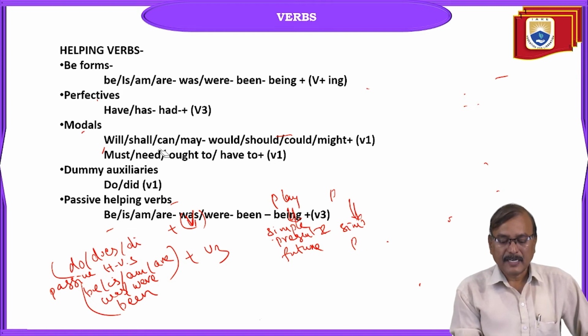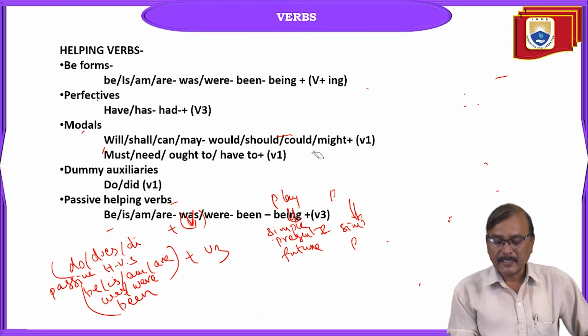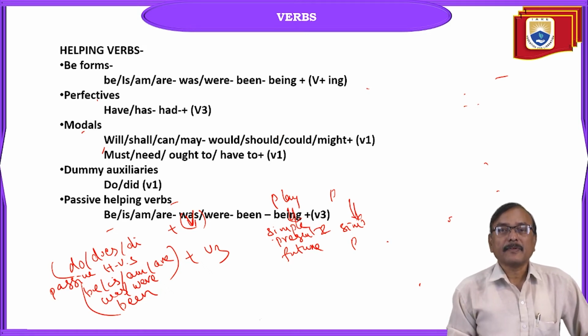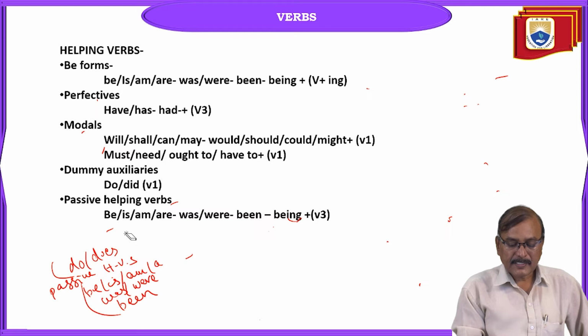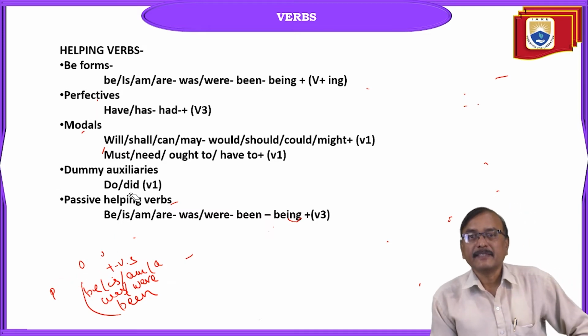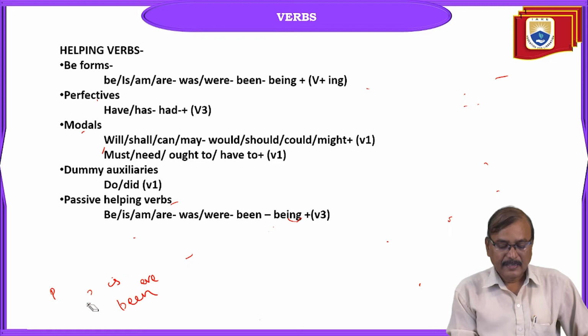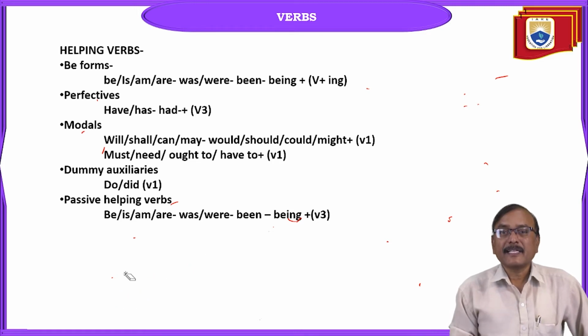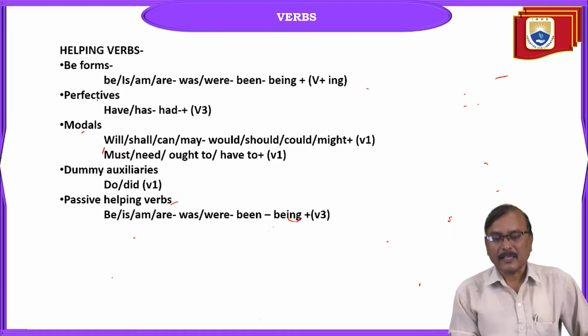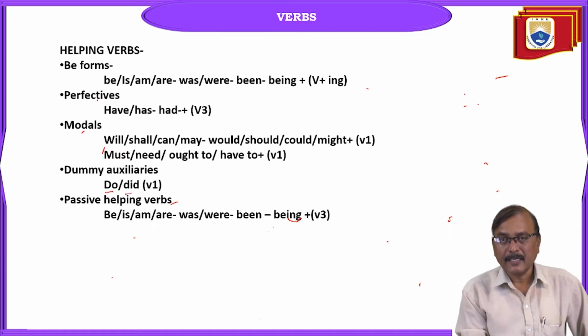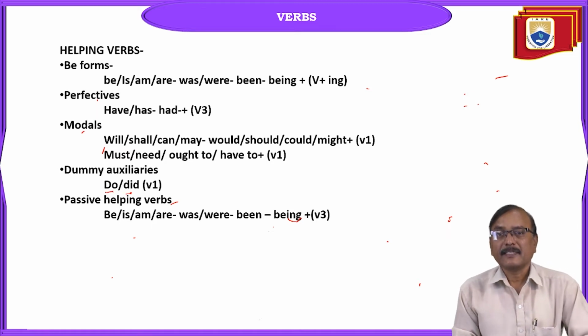Modal auxiliaries: will, shall, can, may, would, should, could, might, must, need, ought to, have to. These are called modal auxiliaries, and they are followed by V1 form only, the V1 main verb. Next, dummy auxiliaries: do, did. Generally, only in a negative sentence can we see the helping verb clearly. In a positive sentence, this do or did is hidden in the main verb.